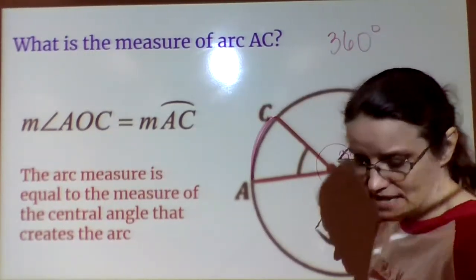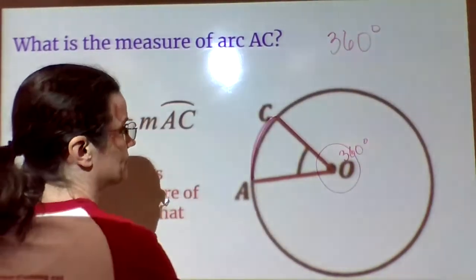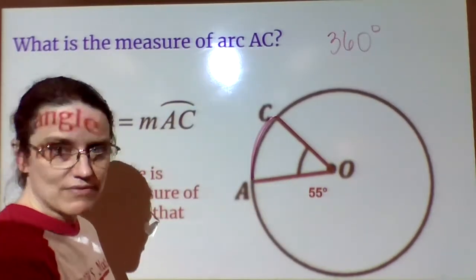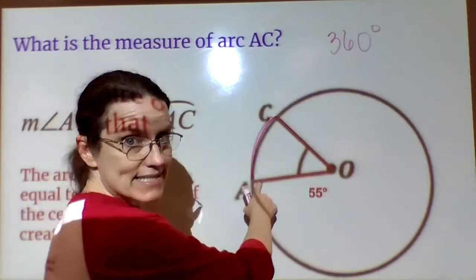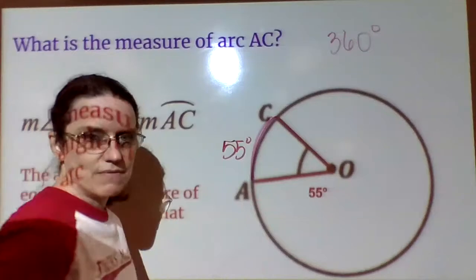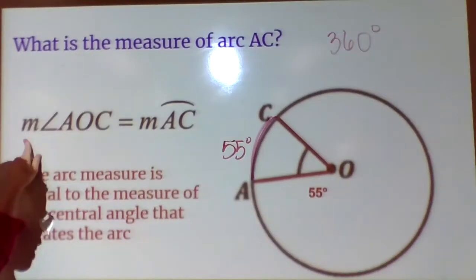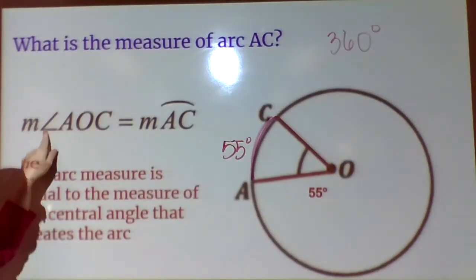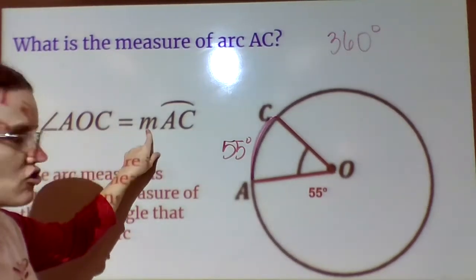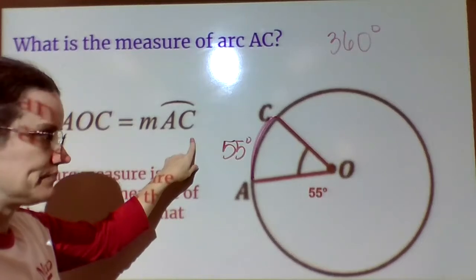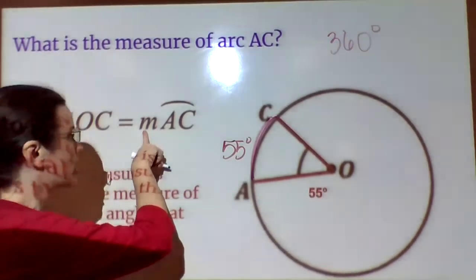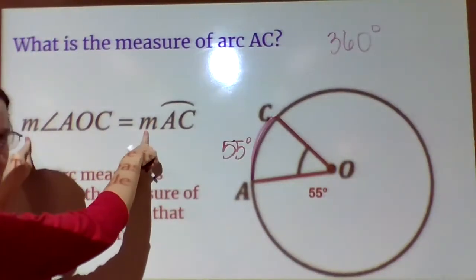So if I were to say that this central angle here is 55, this little red dude is 55, then we're going to say that arc AC that is cut off by this angle is also 55 degrees. So the measure of angle AOC is going to equal the measure of my arc AC. All right? And again, here's how we show the measure of the arc. We put the M in front of it, just like we did for angles.